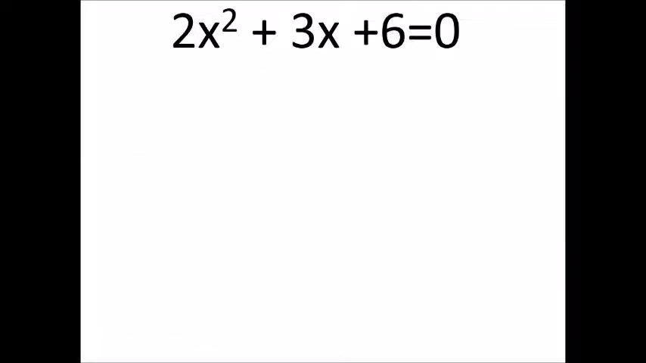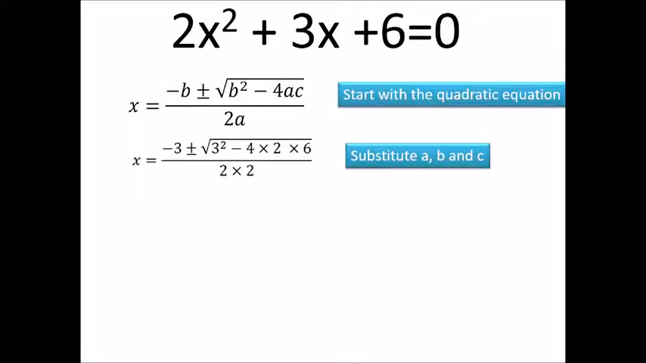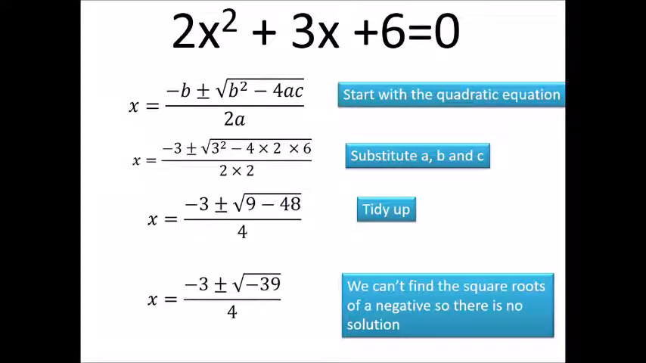And then for my last equation, when I substitute into the quadratic formula, did anyone else spot this? Did you end up getting to a point where there's a negative root? We know that we can't square root a negative number, because something times something can't equal negative 39. That doesn't make sense in maths. That means this equation has no solution; we can't solve this, because we can't find the square root of a negative.